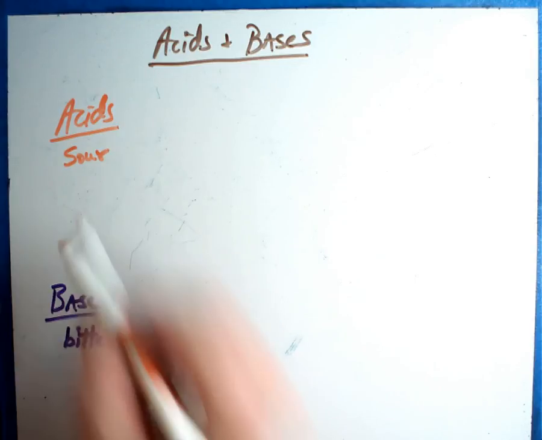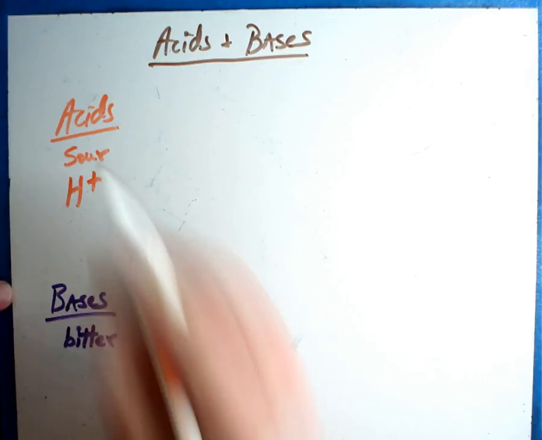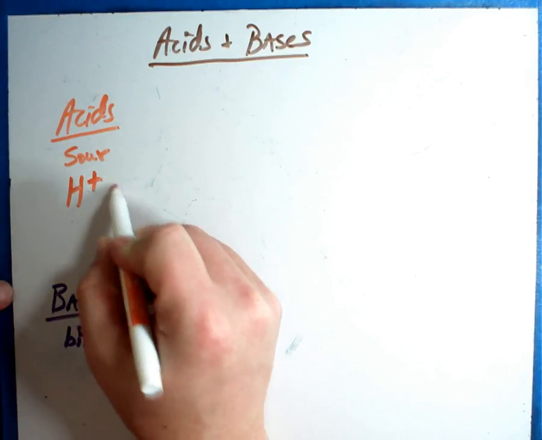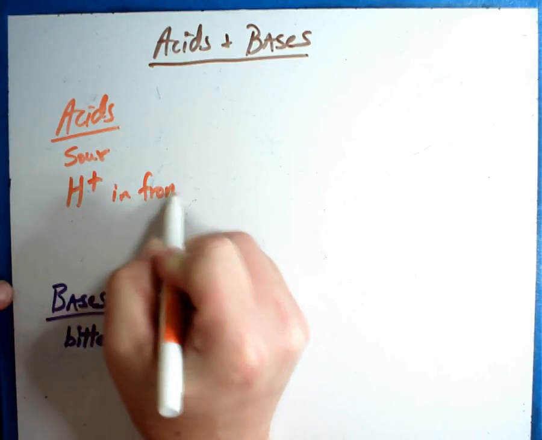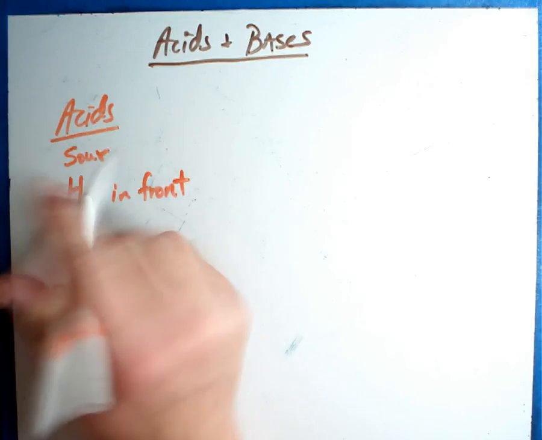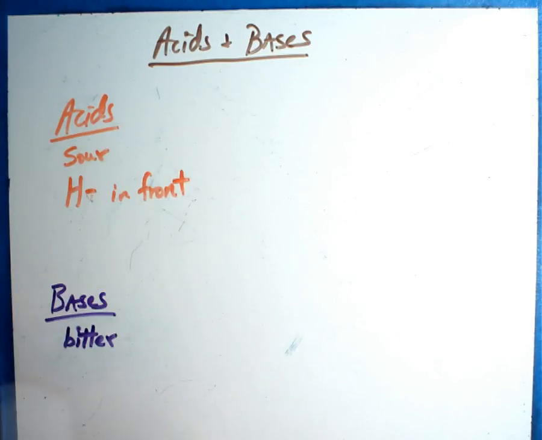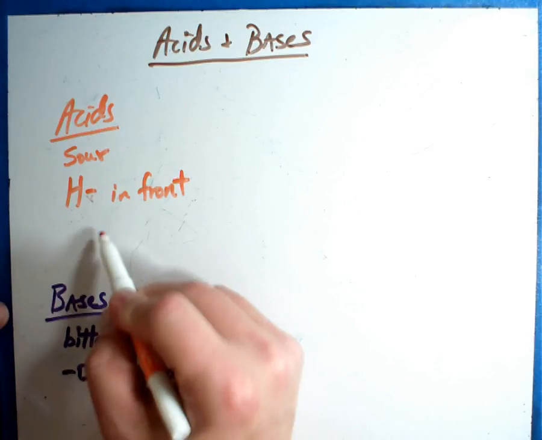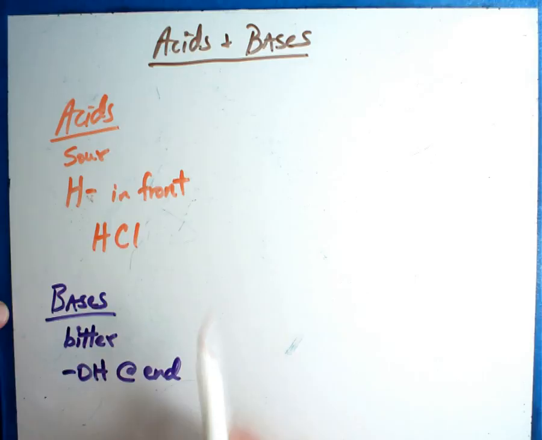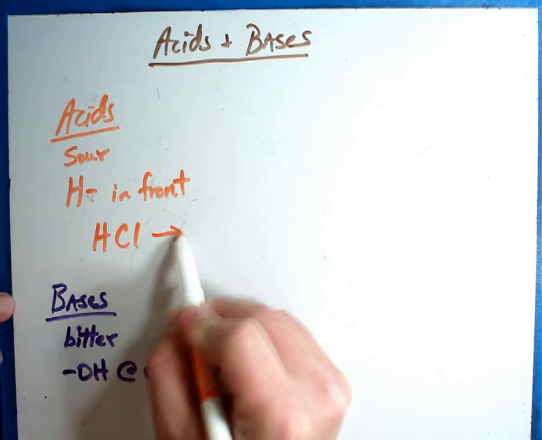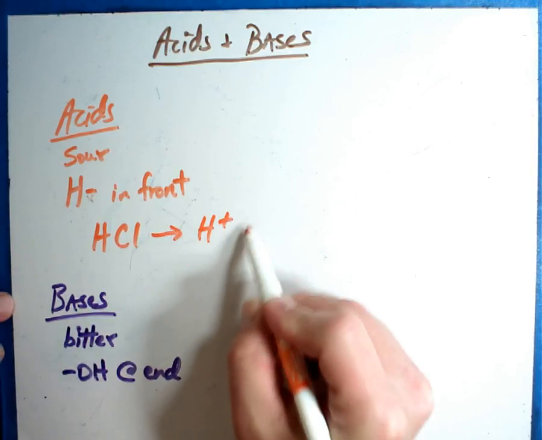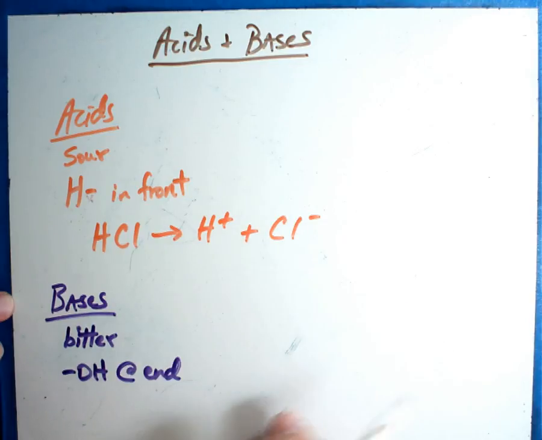The second thing, acids have an H in the front. Bases, on the other hand, are going to have OH at the end. Now let me explain in detail what that means for you real quick. Here's an example of an acid, HCl. When you drop it into water, it's going to break into H+ and Cl- floating around.